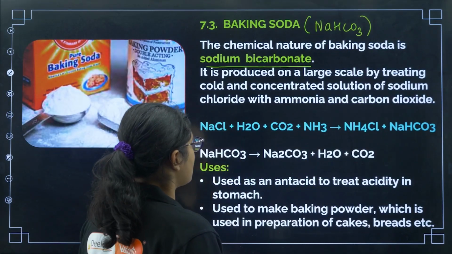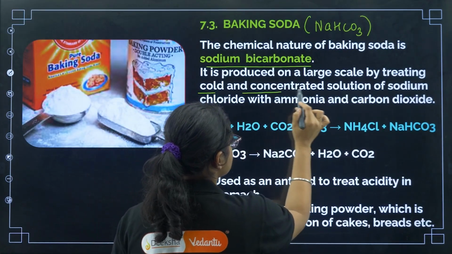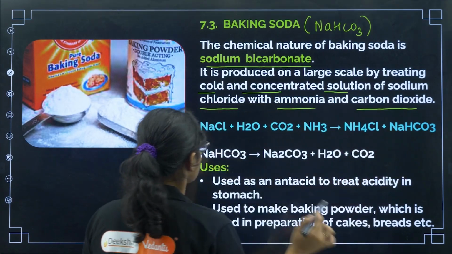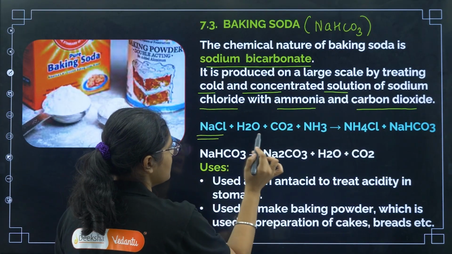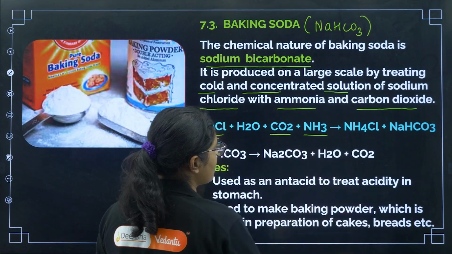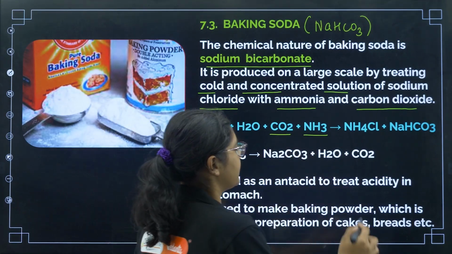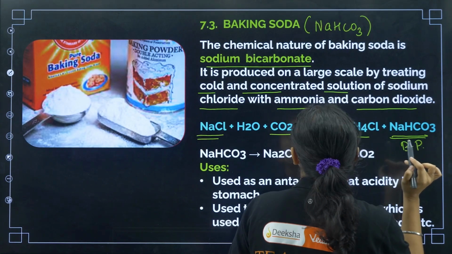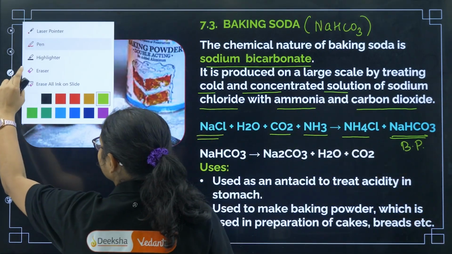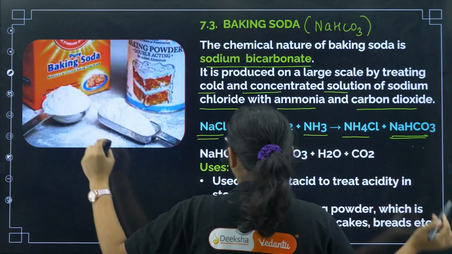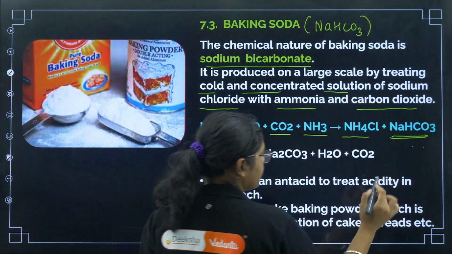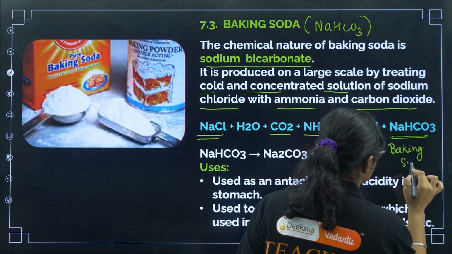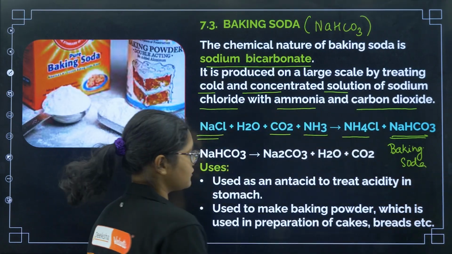It is produced on a large scale by treating a cold and concentrated solution of sodium chloride with ammonia and carbon dioxide. So we treat NaCl solution with carbon dioxide and ammonia, and we get ammonium chloride and baking soda. So we get NaHCO3, which is your baking soda.